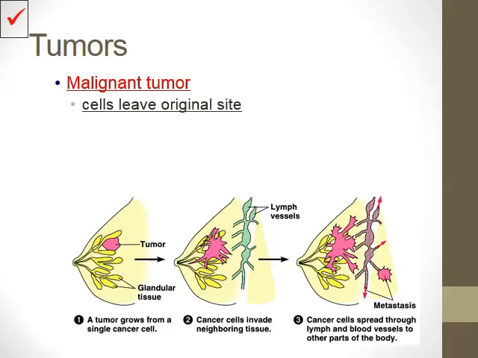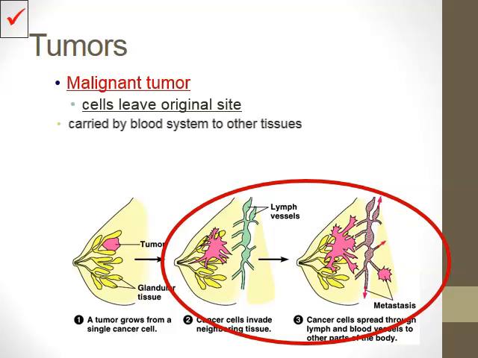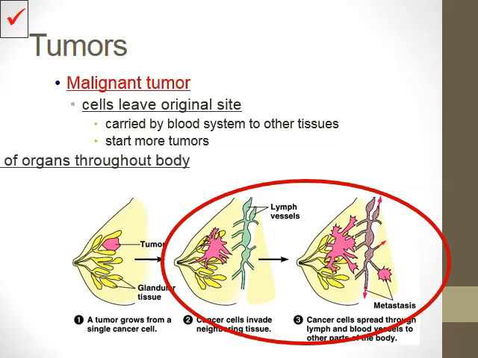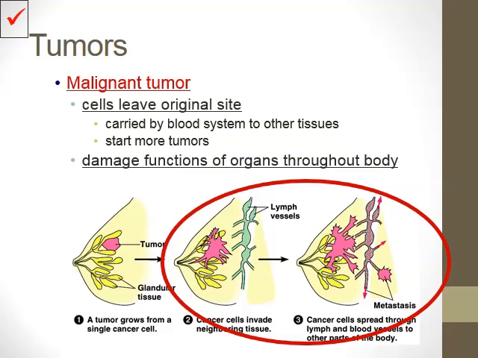So a malignant tumor, the cancer cells can leave the original site and be carried by the blood system to other tissues. From there, they can start to cause more and more tumors. And this damages functions of organs throughout the entire body. So basically, instead of being restricted to one area, it can spread throughout the rest of the body and do a lot of damage. Now, when the tumor becomes malignant, there's not much you can do at this point.